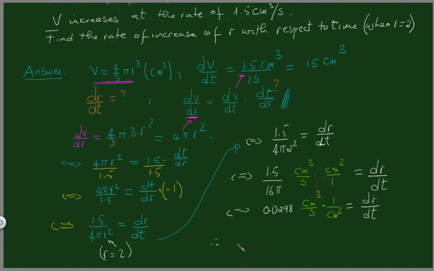Therefore, dr with respect to dt will be equal to 0.0298. We cut 2 powers here, it remains 1 centimeter, so it's going to be centimeter per second. This is what remains here, and this is our final result.